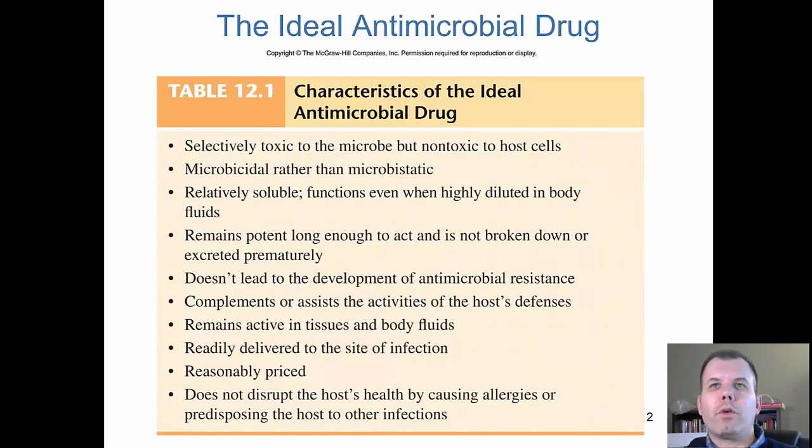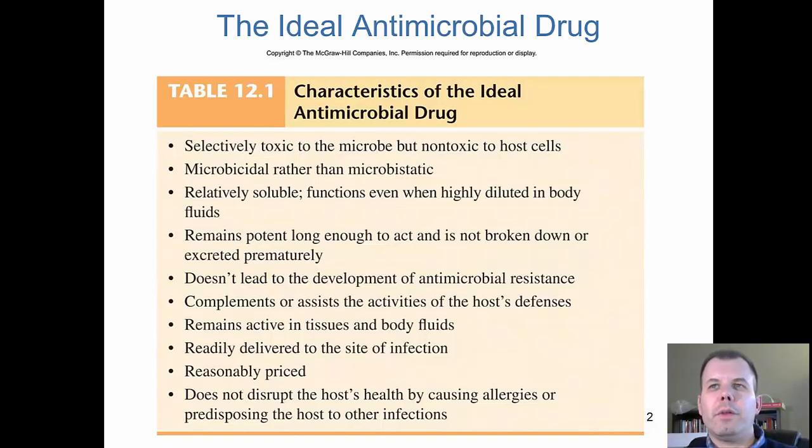You want it to be microbicidal rather than static. What this means is it kills bacteria, so you get bacteria death rather than just keep it at a normal level. And so you really want to kill the bacteria rather than just keep them from growing and getting any bigger in population. Relatively soluble, so obviously, so it can get into body fluids and tissues, so it doesn't get too diluted. Remains potent, so you don't have to take dose after dose after dose.